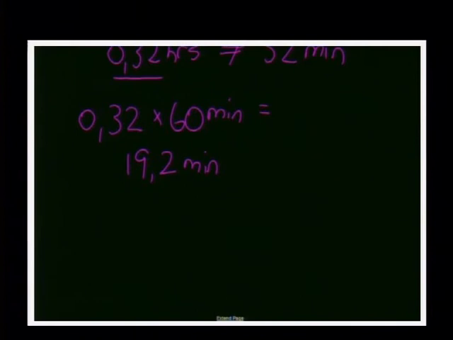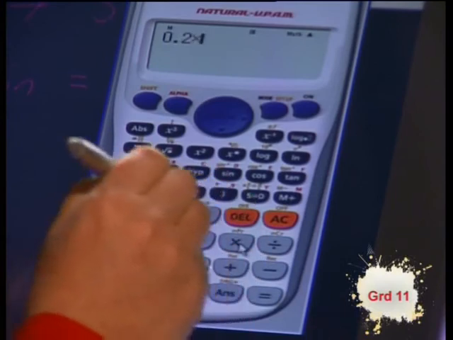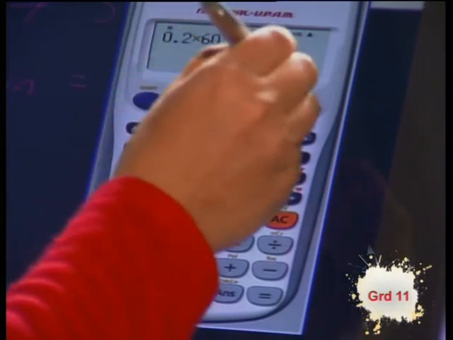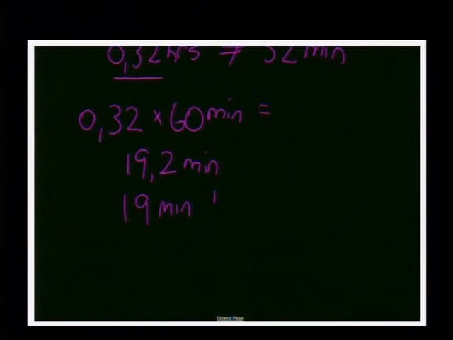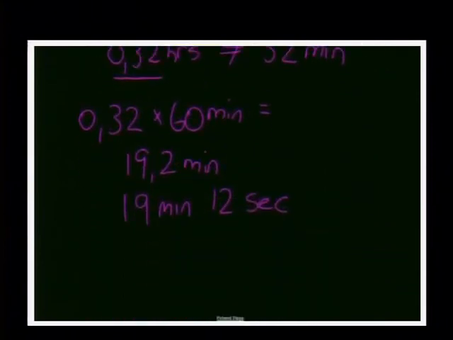So we can actually get this to a more exact number if we now want to take our 0.2. Let's get a little bit more space there. And now let's take our 0.2 times by 60 to work out it's 12 seconds. So we can actually say, well, okay, that is 19 minutes and 12 seconds. That's an exact answer. You didn't need to do any of these calculations because the question just said, for how much longer will they practice now? Just showing this to you because it's a quick thing that we can do.